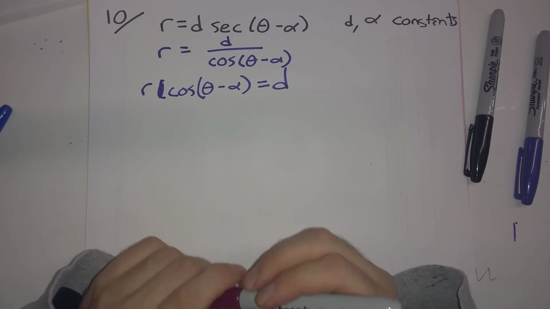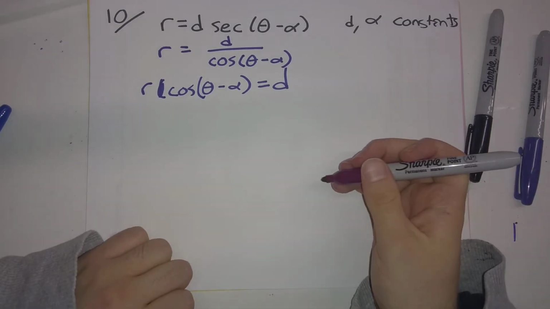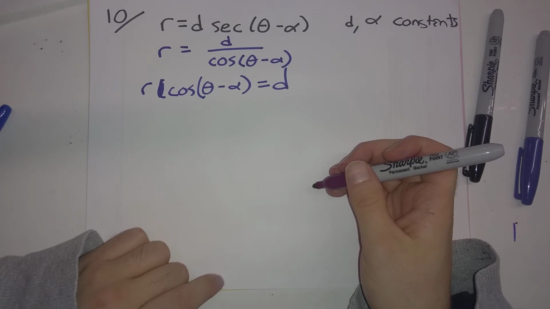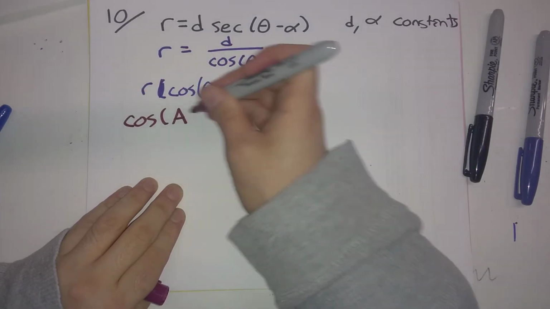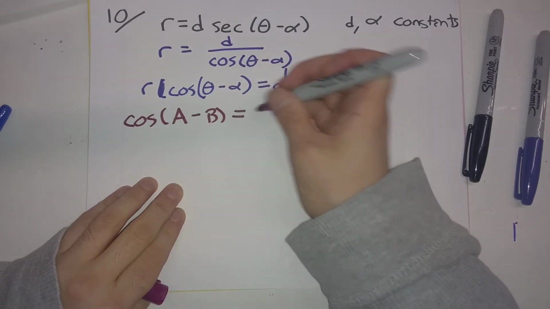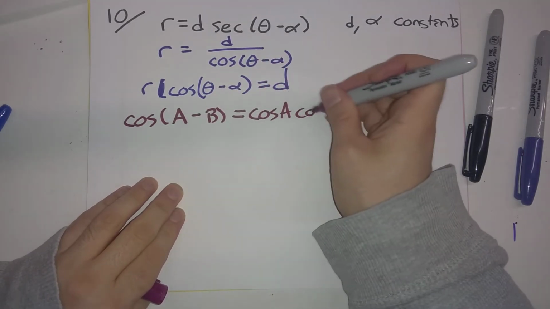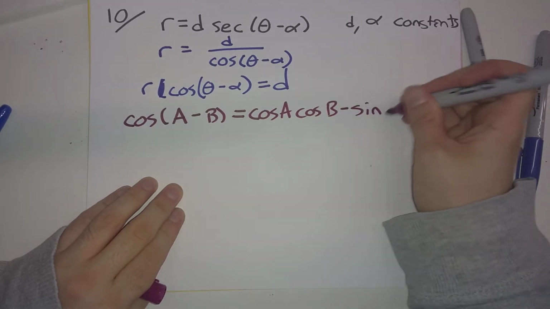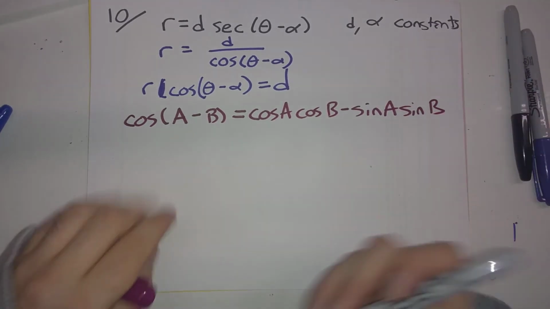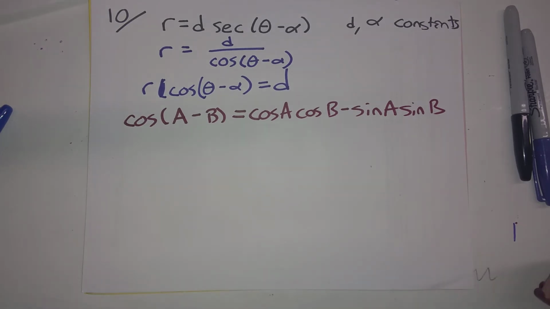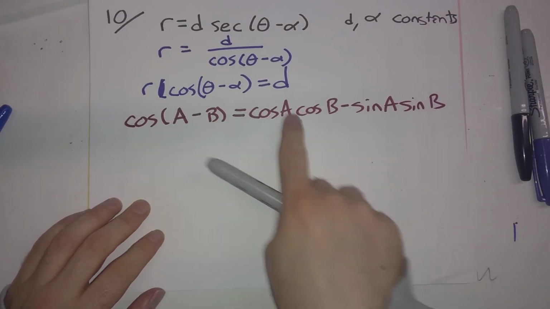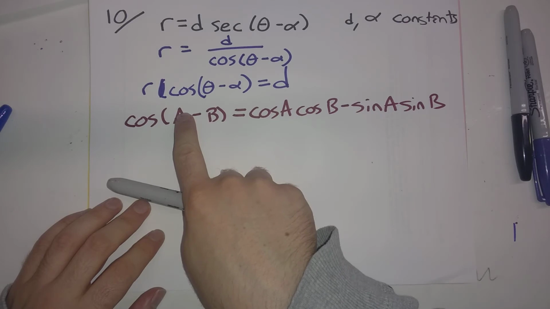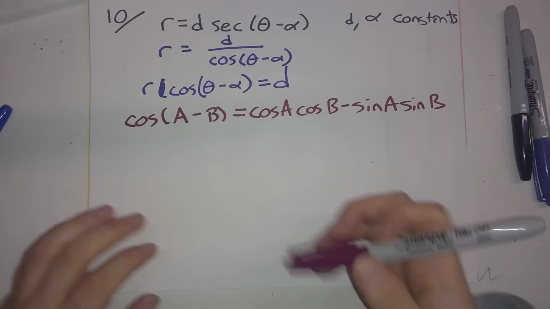So the second thing that we need to use is an angle subtraction formula for cosine. So here is a useful identity. Cosine of a minus b is equal to cosine a cosine b minus sine a sine b. This is a very useful identity to know. Even if you don't have it memorized, knowing that it exists is very helpful. And so I'm going to replace this up here. I guess a becomes theta, b becomes alpha.